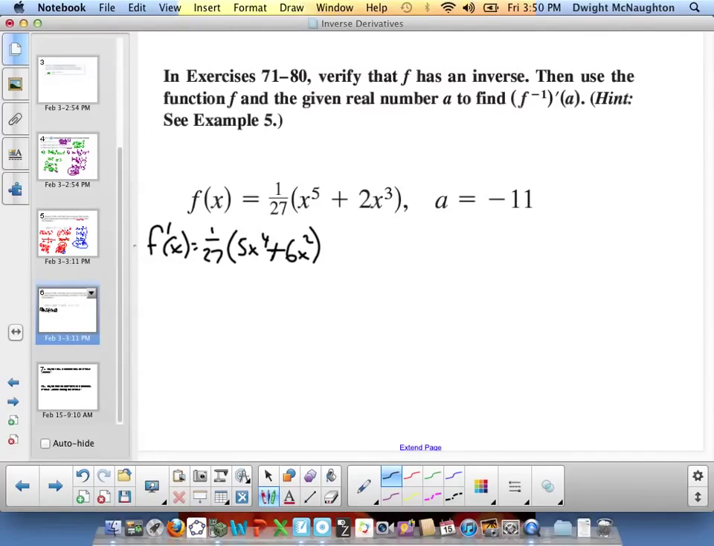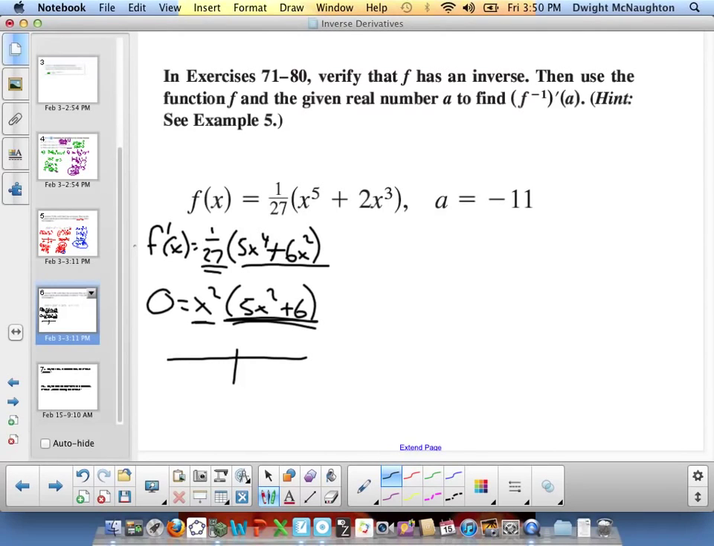Find your critical numbers where it's equal to 0. That's never equal to 0. We'll factor this. 0 equals x squared times 5x squared plus 6. This will never be 0 because you can't square something and add a number to it and get 0. This is 0 at 0. Check left of it. Since this is squared, that's squared plus a number. That'll always be positive. So this is always increasing. So f inverse exists, because the derivative is always positive.